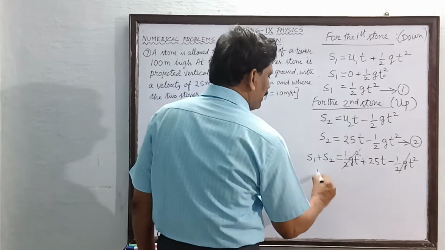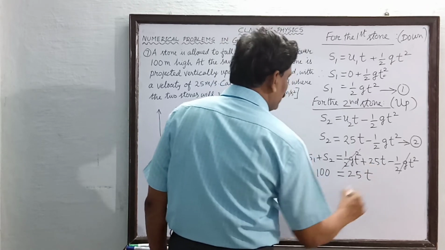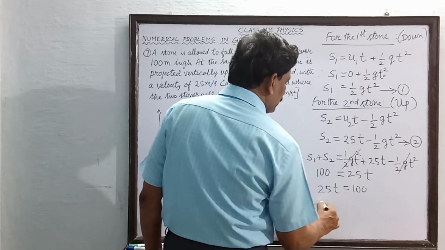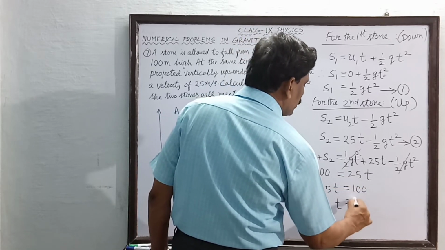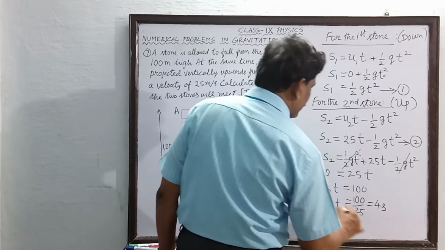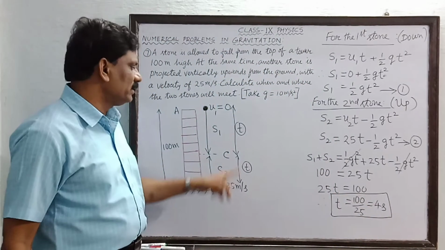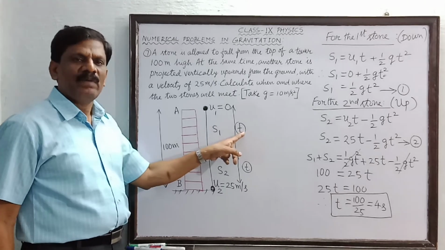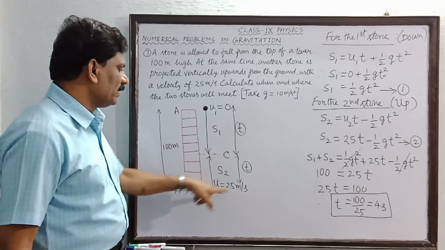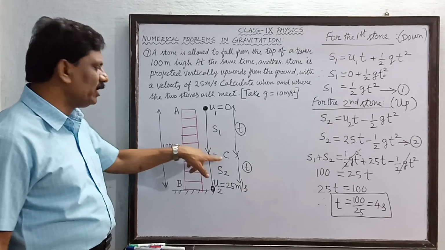So can I substitute S1 plus S2 is equal to 100? Okay, 100 is equal to 25 into T. So 25T is equal to 100. Therefore, T is equal to 100 divided by 25, that is equal to 4 seconds. Okay students, so what is the T? T is the time taken by stone 1 to travel from A to C, and it is also equal to the time taken by the second stone to travel from B to C.